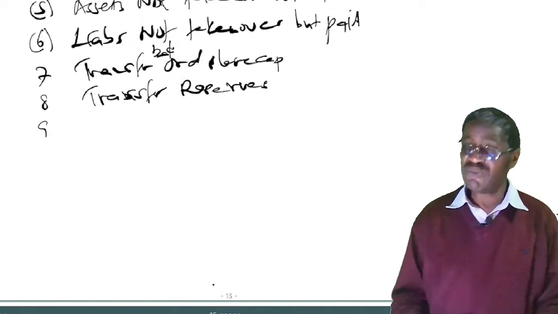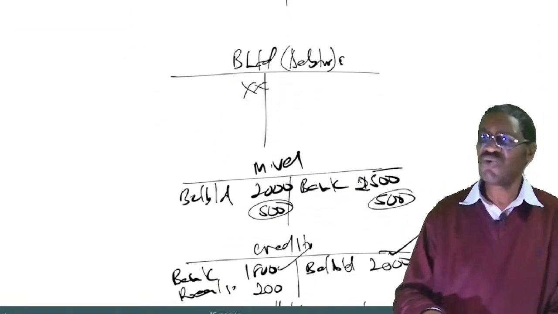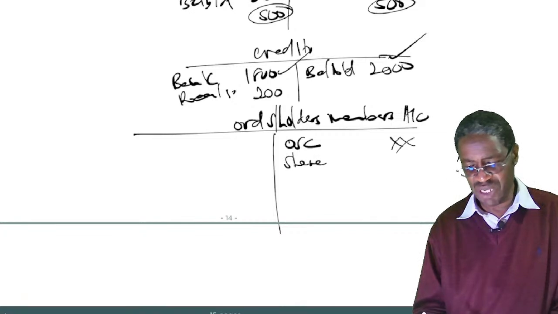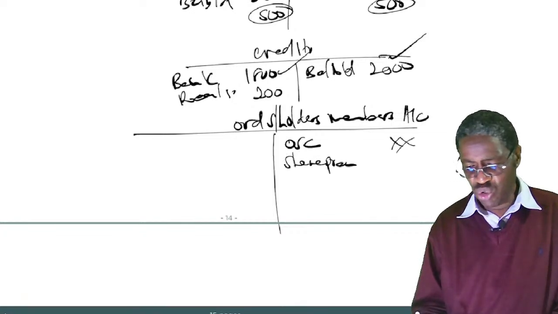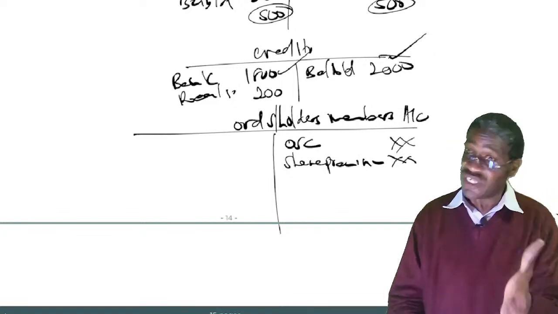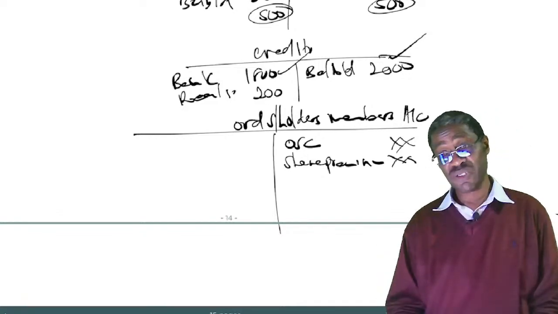To close it, you debit share premium, and we said you credit the members. That's another thing you owe to the members. You come and give them their share premium. It could be general reserve. It could be revaluation reserve. You still debit that reserve and you credit ordinary shareholders members.